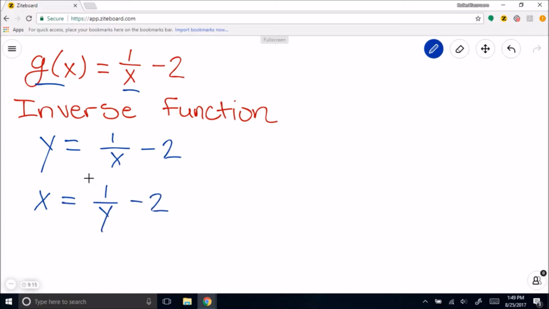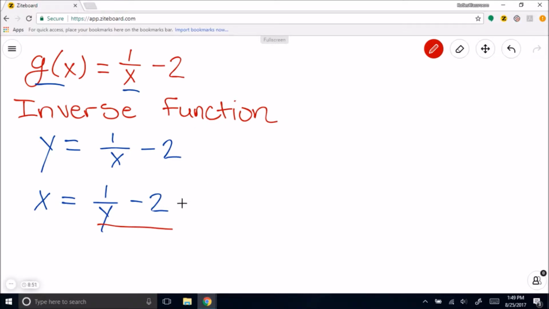So I switch the x and the y. Okay, that's what I did first. X and y have switched. And now I'm going to solve this equation for y. I need this to say y equals. So I'm just going to start moving everything that's over here with this y to the opposite side of the equal sign. So as long as you know how to solve equations, this should be pretty simple.